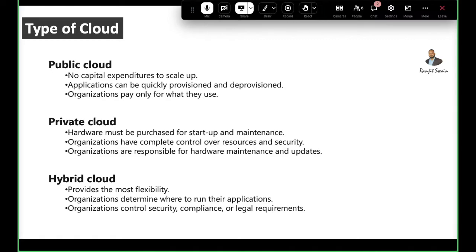Suppose one company, XYZ, has 10 clients, and it is making applications and products and delivering them to the client after the application is designed and developed. Suppose 50 employees are working there and they have to use multiple servers, multiple tools, multiple resources. The company doesn't need to go for a big infrastructure setup or a big private cloud setup and then maintain it.